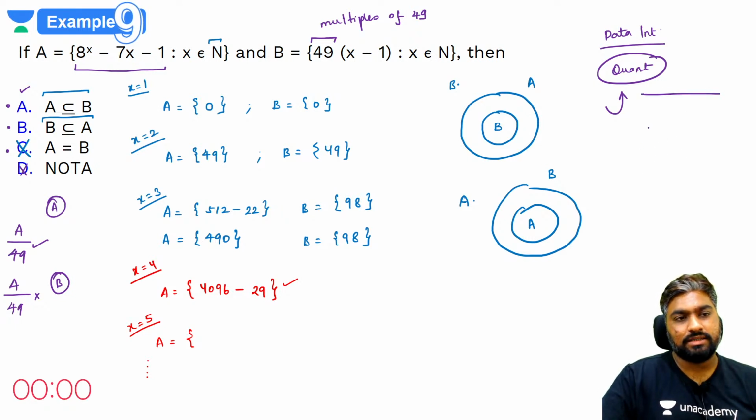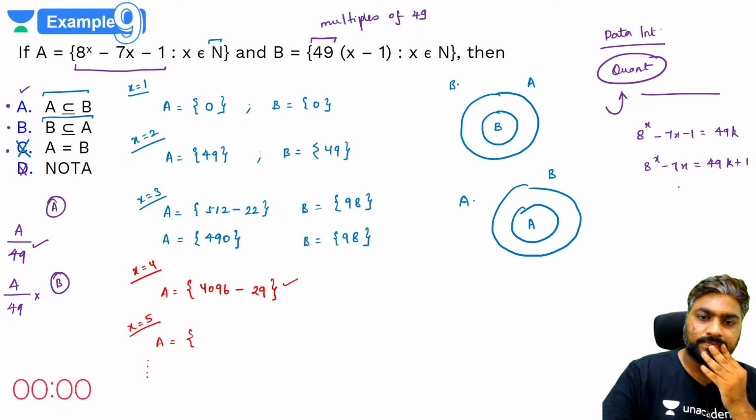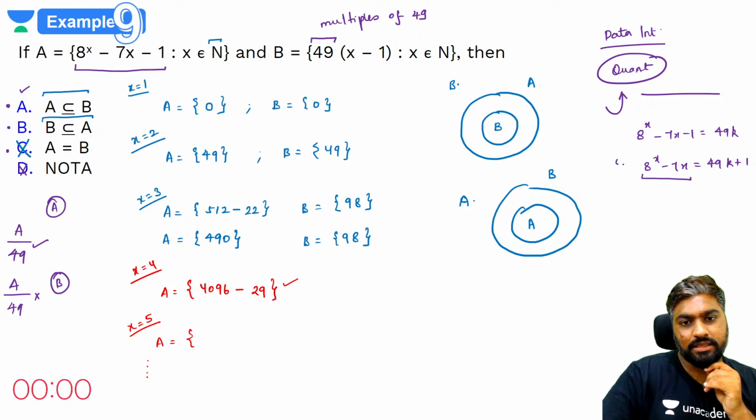Let's see if inequalities will work. 8 power x minus 7x minus 1 should be equal to 7k, 49k. 8 power x minus 7x will be 49k plus 1. Yes. We have to make sure that this is divisible by 49. If this is divisible by 49, then this will go off.